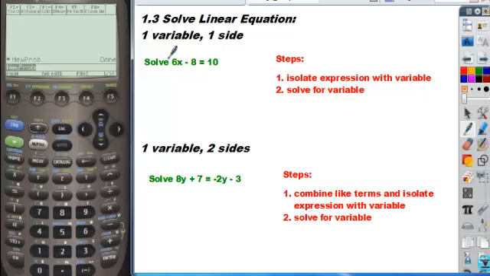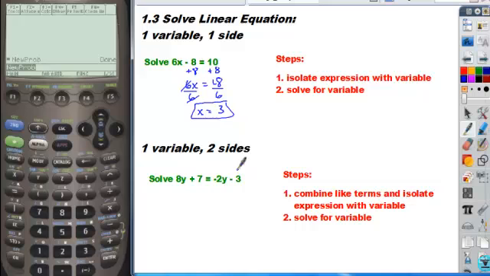So anytime you have just a single variable, isolate that variable. So in this case, we'll undo the operations to it. So we add 8 to both sides, and then undo the multiplication by 6. So we divide both sides by 6, and we get our solution, x is equal to 3.